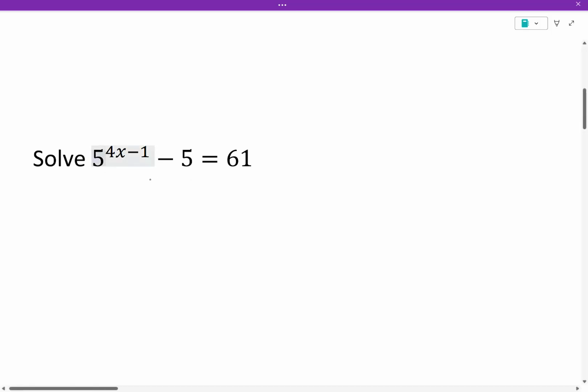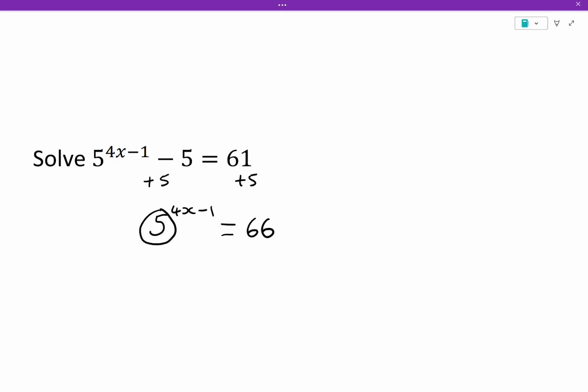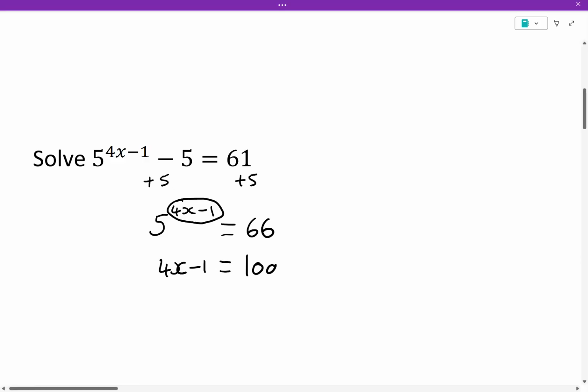So I'm going to start by adding 5 to both sides. So I would get 5 to the power of 4x take 1 is equal to 66. Now we're in a position where our exponential is equal to a numerical value, so now we can make use of logarithms. We're going to be dealing with log base 5 this time because our exponential base is 5. So our power, 4x subtract 1, is going to be equal to log base 5 of 66.